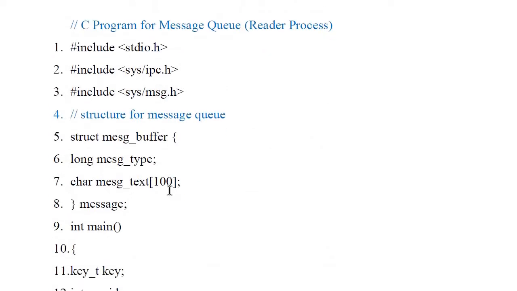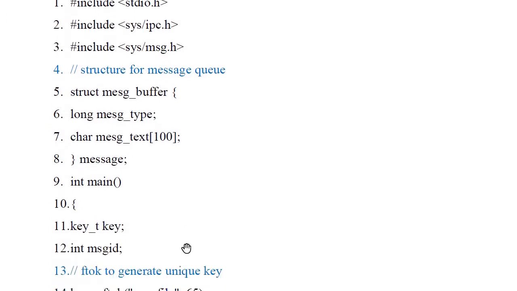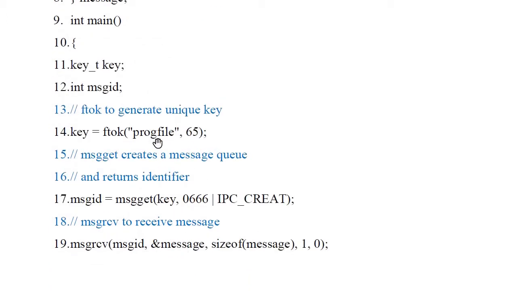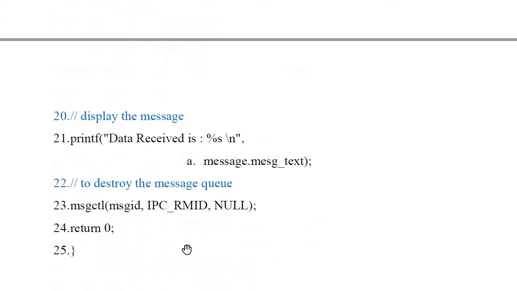Now comes the reader process. This is again using the same structure, and again it is using the same key value, identifier from this file. This key has to be used again to generate one more queue with these permissions. Then it has to receive the message. The message received takes an argument of this structure. Once it is received, the data received will be printed here. Finally, it has to destroy the message queue with this system call. This is all about the programs.